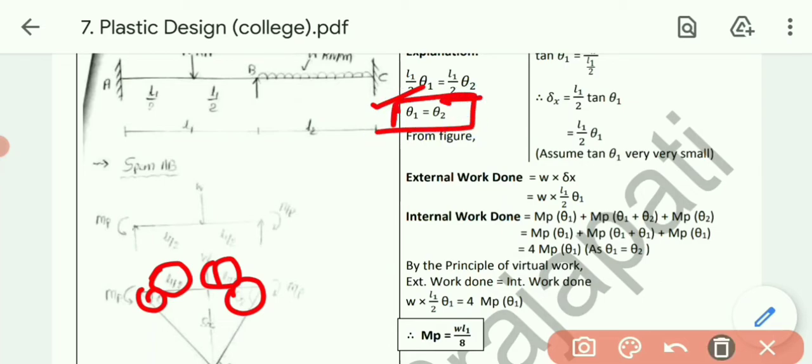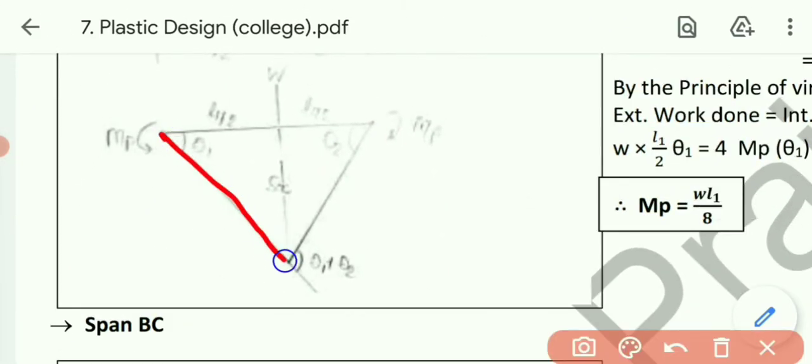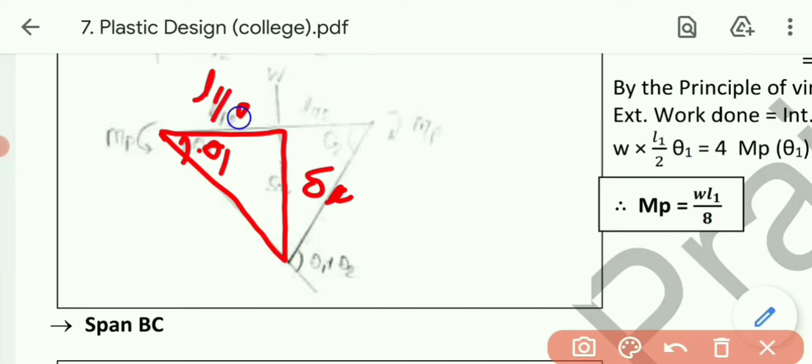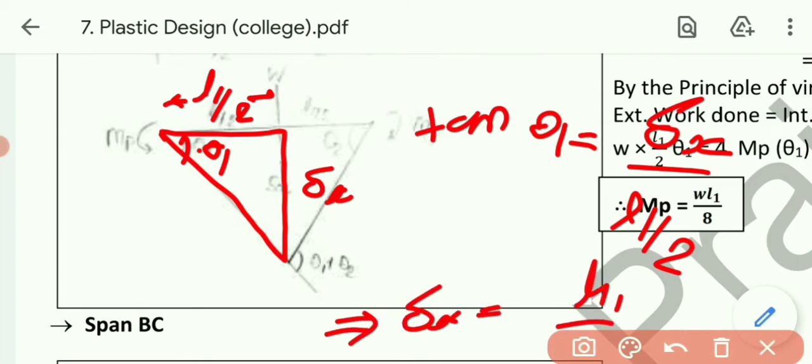Now from the figure, let's take one of the triangles. Let me zoom the figure. See, for example this one, I am concerned about theta 1. This one is delta x, this one is L1 by 2. So tan theta 1 equals delta x divided by L1 by 2. So ultimately delta x equals L1 by 2 into theta 1. Let's assume tan theta is very small.